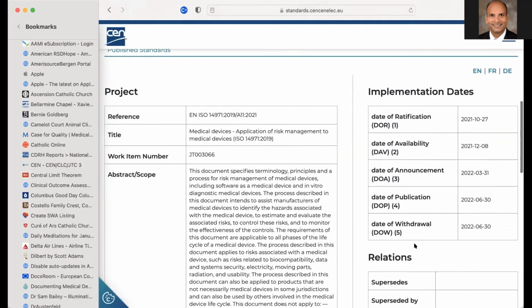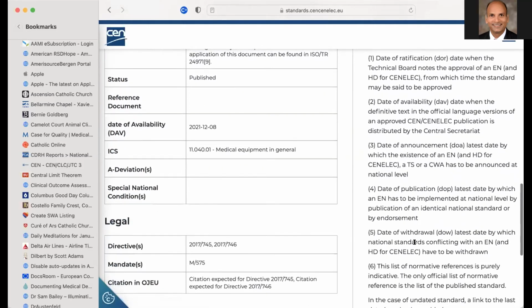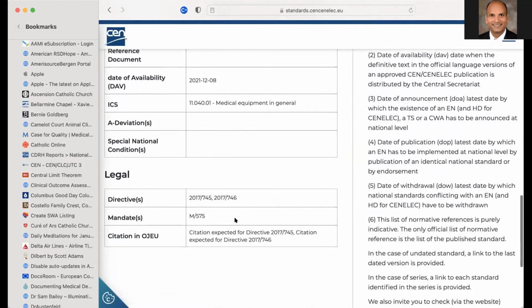It has an abstract on that, but the key statement is down here at the bottom under legal, and it's titled directives. I don't know why it says that, but here are the two laws, the MDR and the IVDR, and it says citation expected for the MDR and IVDR.